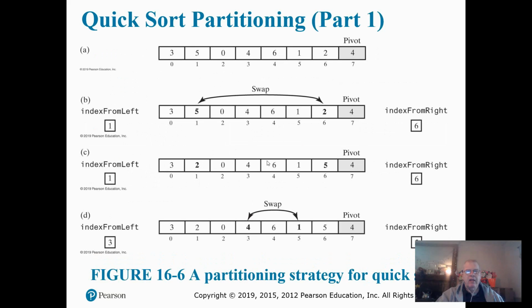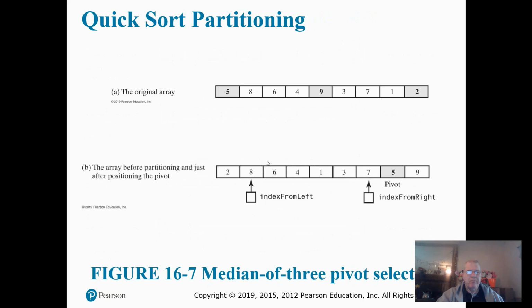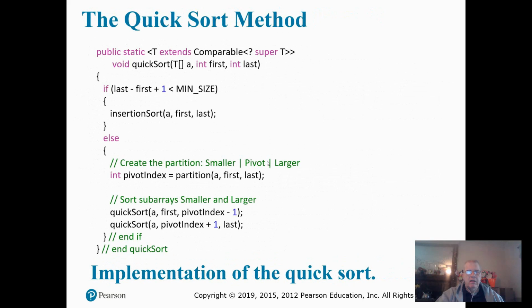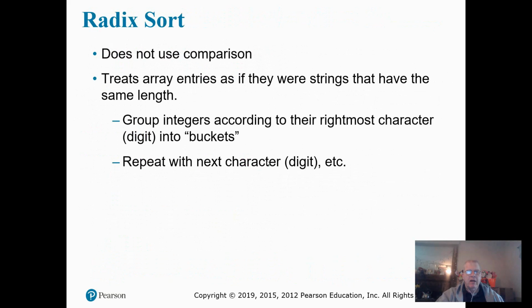So we pick, in this case, 4, index 3. We pick the element 4, and we sort things less than 4 or greater than 4. And this is the way that the first pass results in. Quick sort is quite complicated.